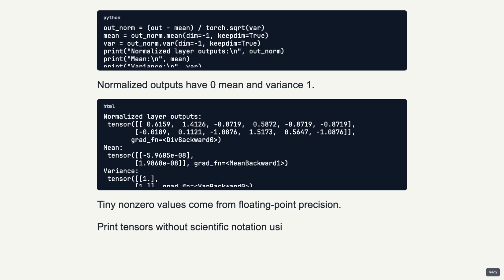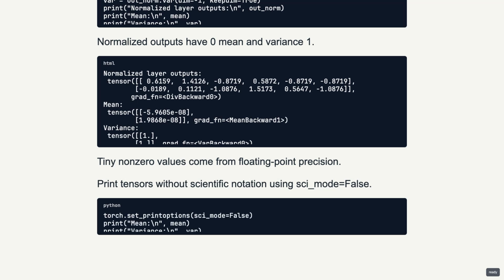Turning off scientific notation makes the output easier to read when values are close to zero. That is useful for checking whether the normalization behaves the way we expect. This changes only the display format, not the numbers themselves. It is a practical trick for inspecting tensors when the default formatting hides small values.